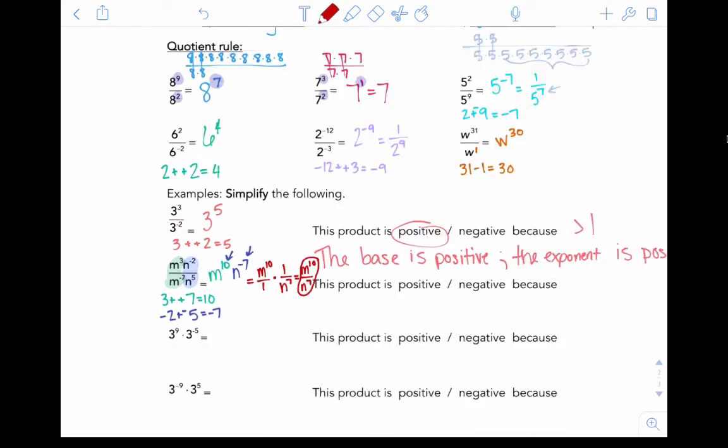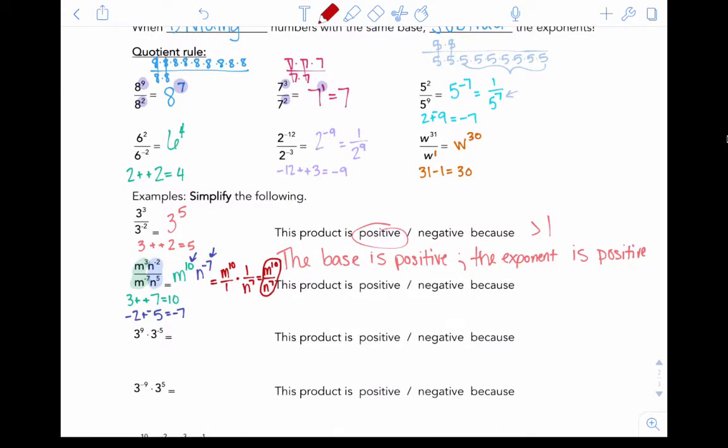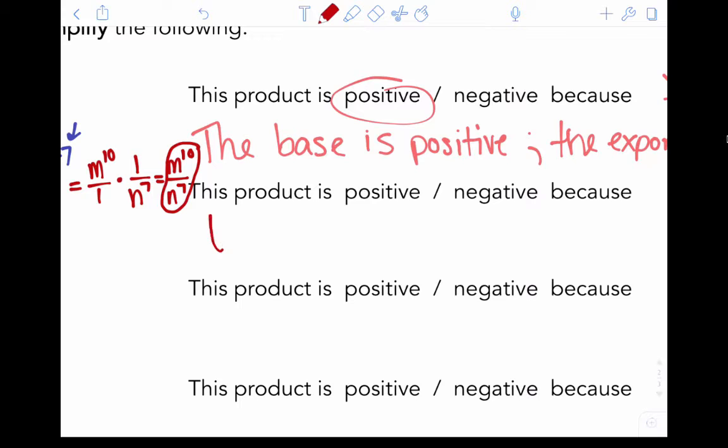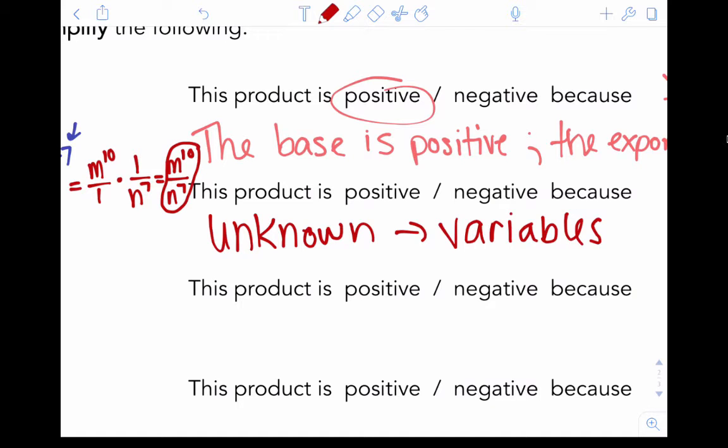So is this positive or negative? Well, m to the 10th over n to the 7th, I don't know. I don't know what those variables are. So this is actually unknown. And that's because they're variables, and I don't know what the variables are.